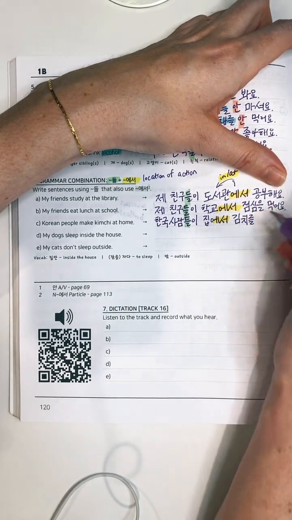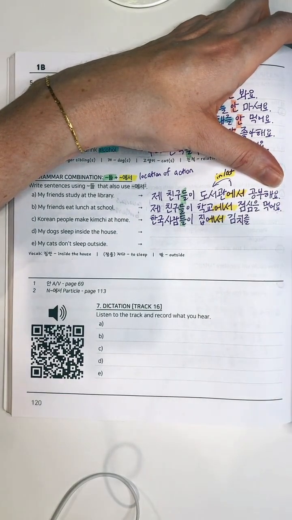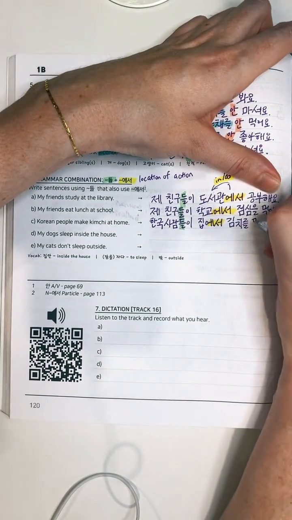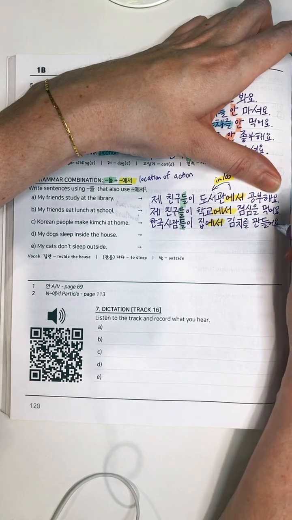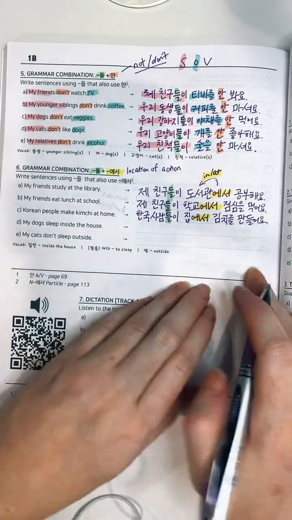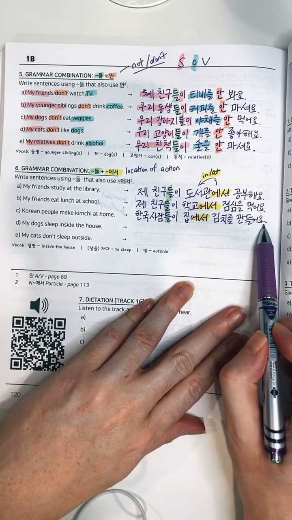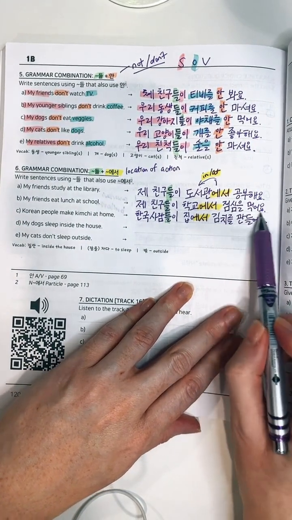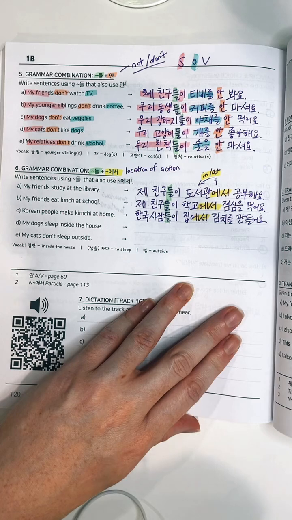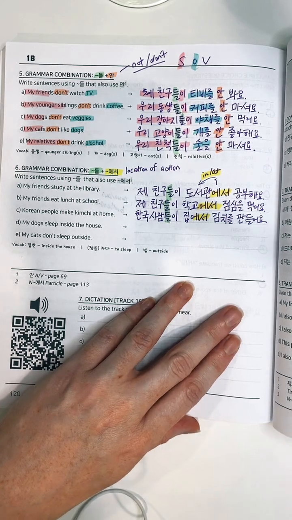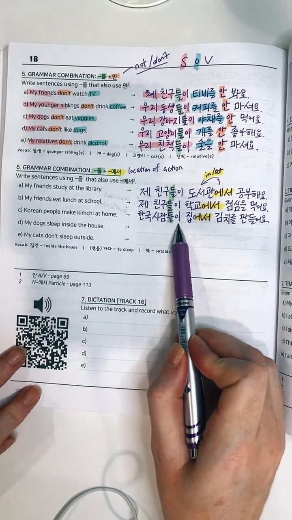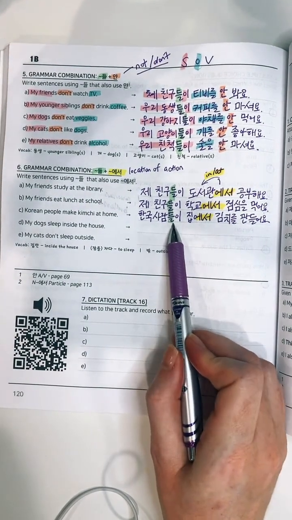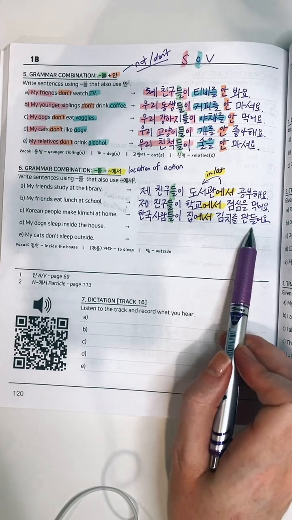The object particle, because it's the object of our verb, kimchi를. To make is 만들어요. Excuse me, 만들어요 is to make. So kimchi를 만들어요 is to make kimchi. Where do they make it? 집에서. Who makes it? 한국 사람들이. 한국 사람들이 집에서 김치를 만들어요.